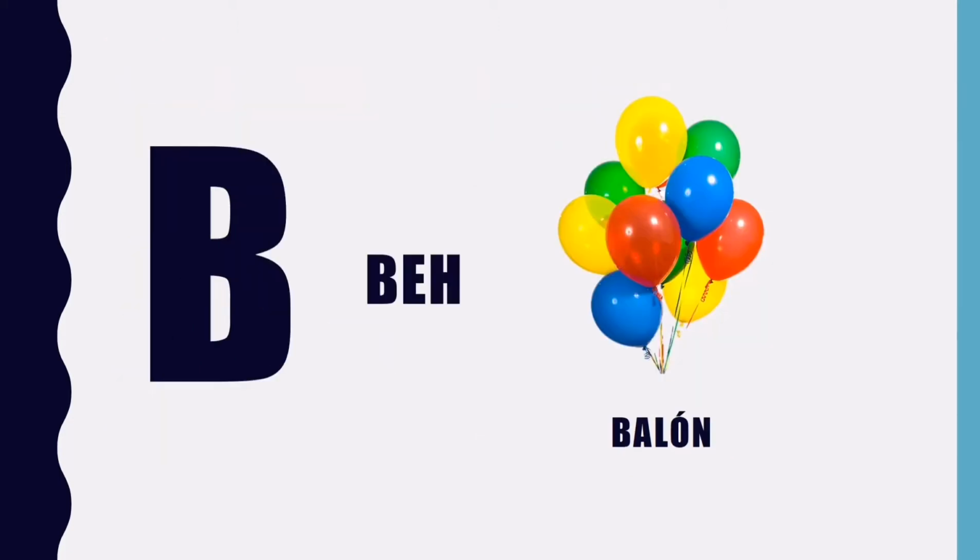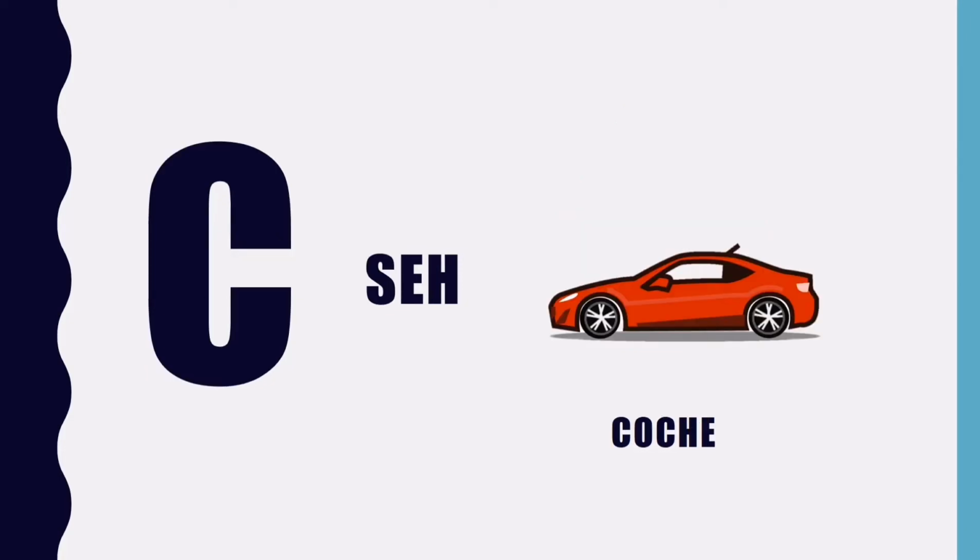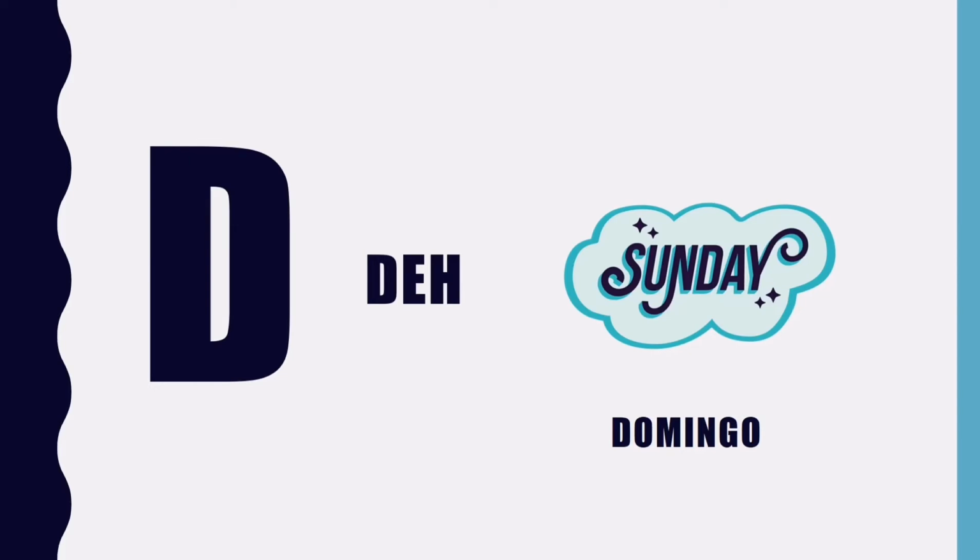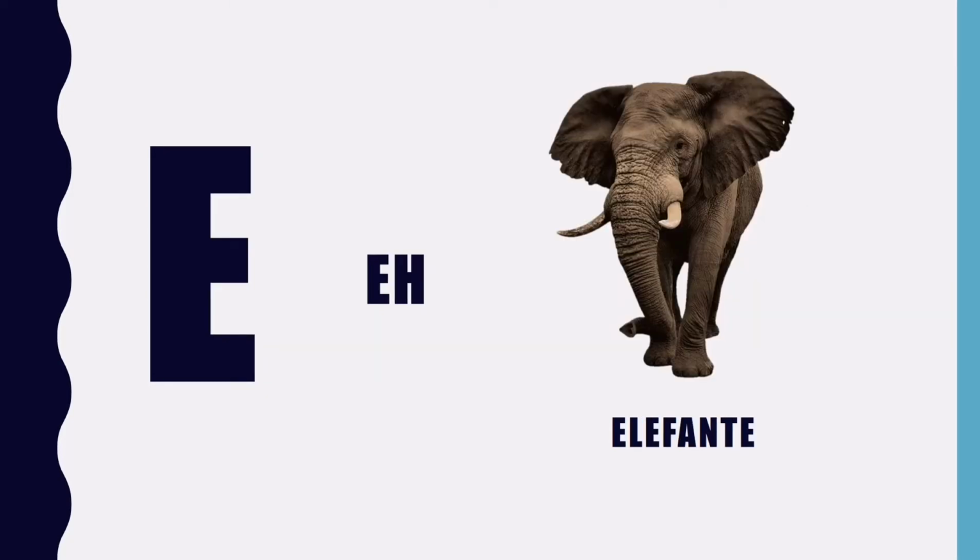The second letter is the letter B, and it's pronounced B, as in balón, which means balloon. Now the letter C is pronounced C, such as the word coche. As you can tell here in the word coche, we didn't pronounce it soche, we pronounce it coche, because you can pronounce the letter C in a word as C or as K. We're going to see that later. Now the letter D is pronounced D, such as domingo. The letter E is pronounced E, such as elefante.